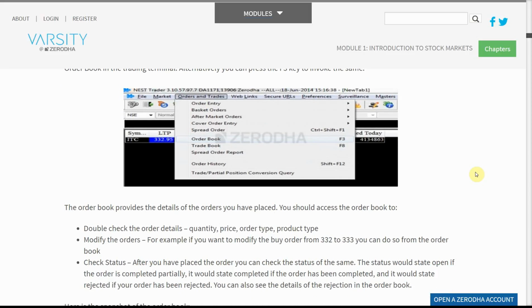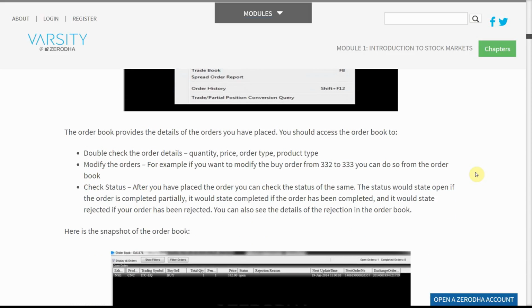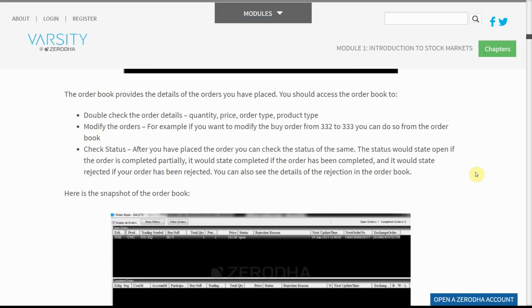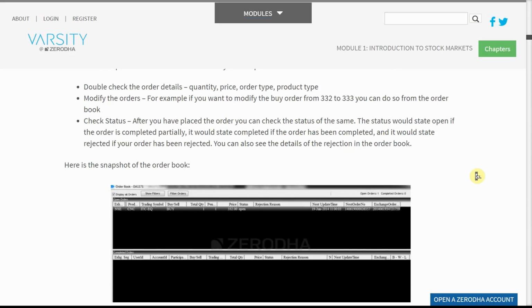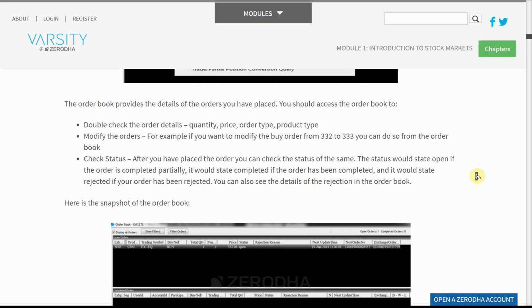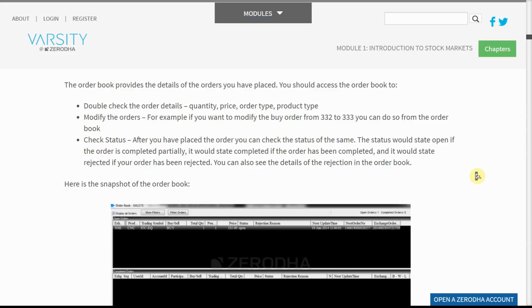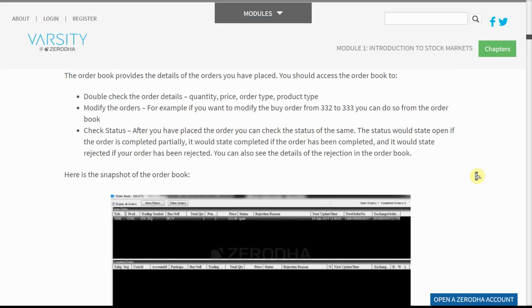Check status. After you have placed the order, you can check the status of the same. The status would state open if the order is not yet completed or is partially completed. It would state completed if the order has been completed. And it would state rejected if your order has been rejected. You can also see the details of the rejection in the order book.